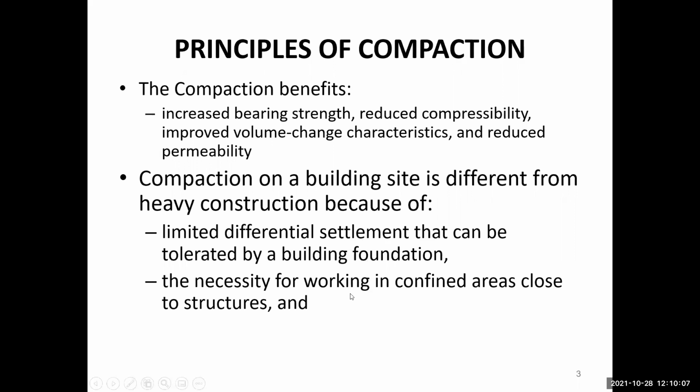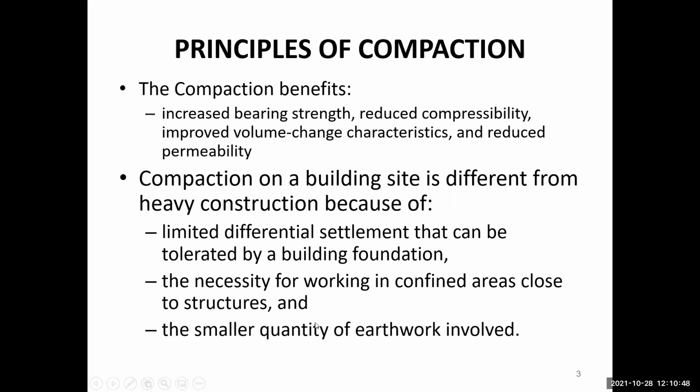The necessity of working in confined areas close to the structures is also quite important in the case of the building site, because we cannot produce a lot of vibration in those confined areas. If a lot of vibrations are produced in those confined areas, those vibrations may affect the neighboring buildings as well. So it's a very controlled process of compaction, which may need to be performed on the building site.